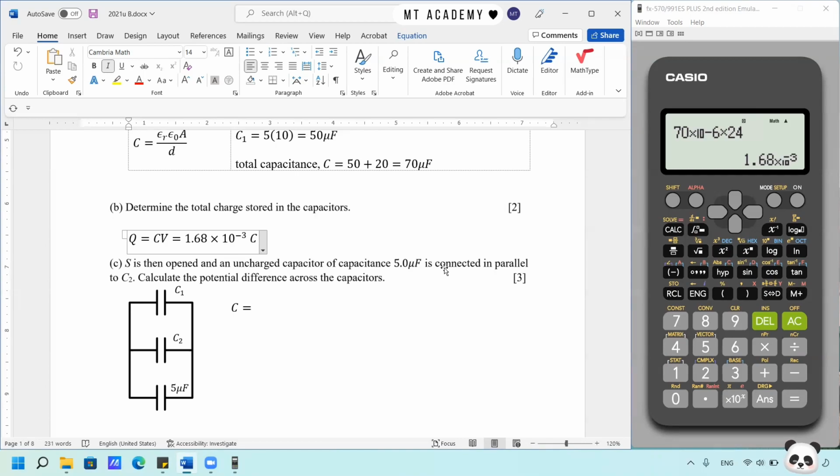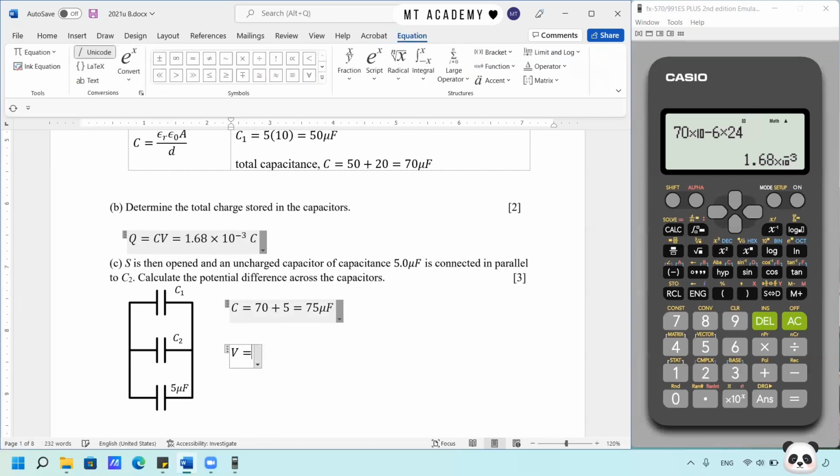Before we talk further, let us imagine what is happening at the final end, or the steady state, of these three capacitors: they are in parallel. So the final voltage across each of these components should be equal. First, we need to obtain the new effective capacitance: 70 plus the 5 microfarad, since they are in parallel, equals 75 microfarad. If you have watched my video, what we do is utilize the condition of the final state of the capacitors that the voltage is equal.